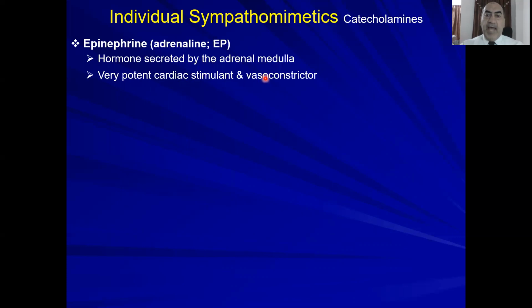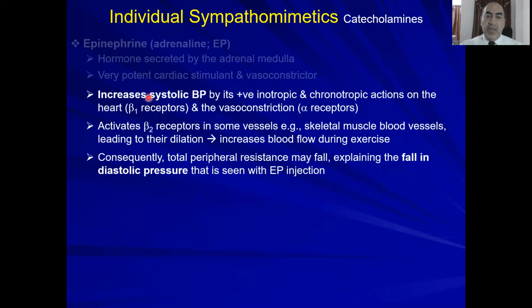contractility and heart rate, and activate alpha receptors in the vascular beds, causing vasoconstriction. That's why its effect on blood pressure is kind of, I would say, just take it slow. Okay, so on the systolic blood pressure, what happens? The blood pressure equals cardiac output times peripheral resistance, right? And cardiac output equals heart rate times stroke volume, right?